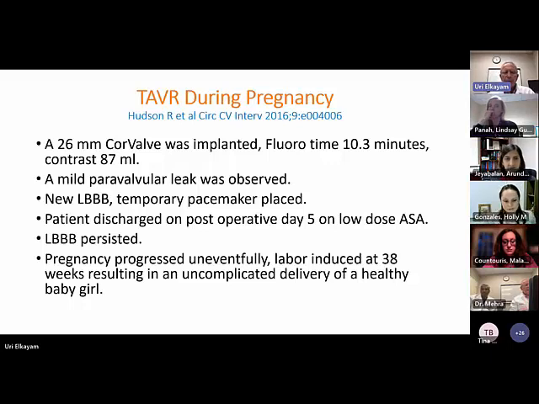TAVR. She developed a left bundle branch block. Temporary pacemaker was used for a while. She left the hospital on day 5, persistent left bundle branch block, and she was able to complete her pregnancy. So this study definitely shows, and the study that we have seen, that we can perform TAVR during pregnancy.